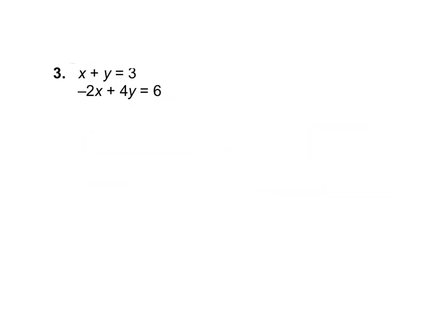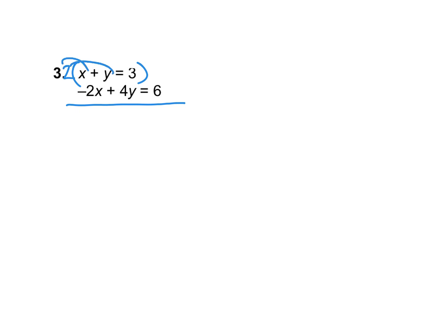All right, question number 3, we have x plus y is equal to 3, and we have negative 2x plus 4y is equal to 6. All right, so now let's take a look. And so it really wouldn't matter. I could either multiply everything on the top by 2 so that my x's cancel out, or I could multiply everything by a negative 4 so my y's cancel out. And really, you could do it either way. I'm just going to make it easy and multiply everything by 2.